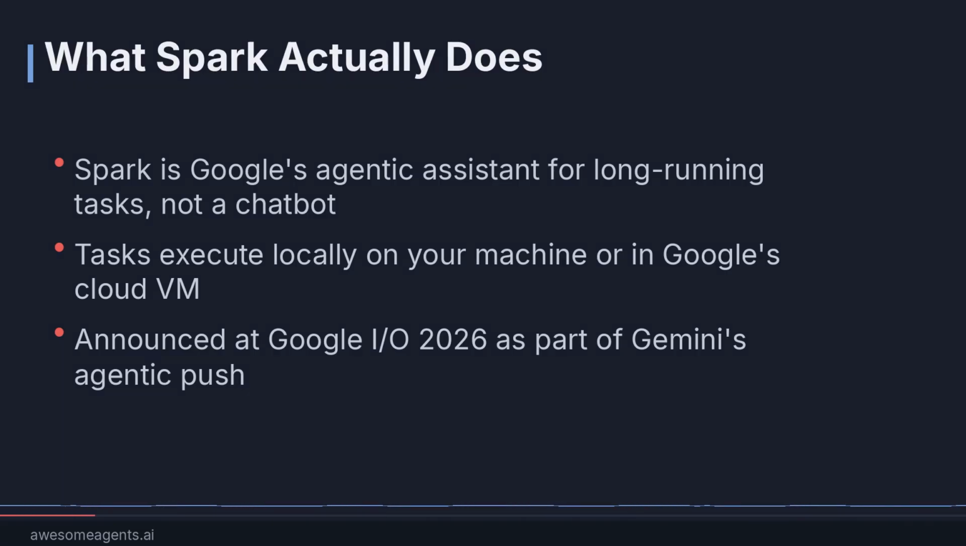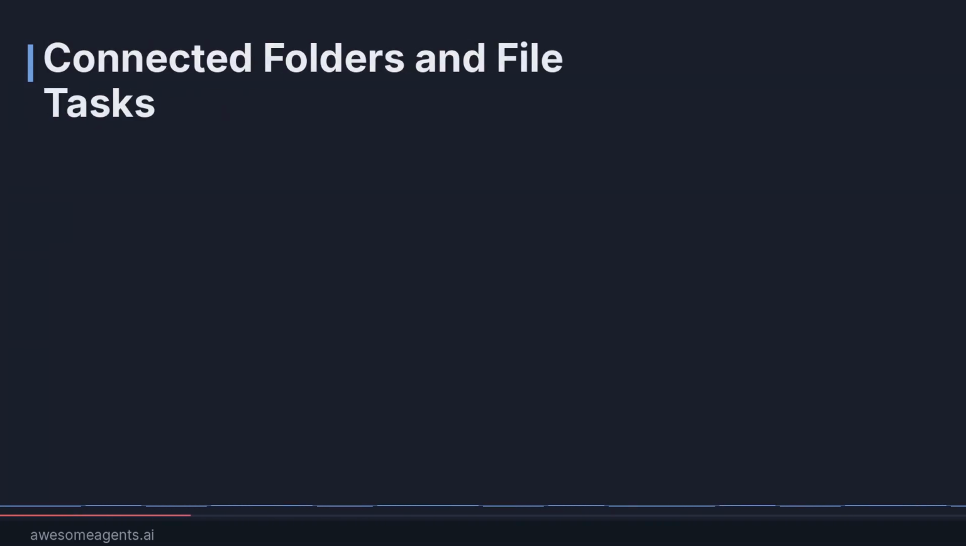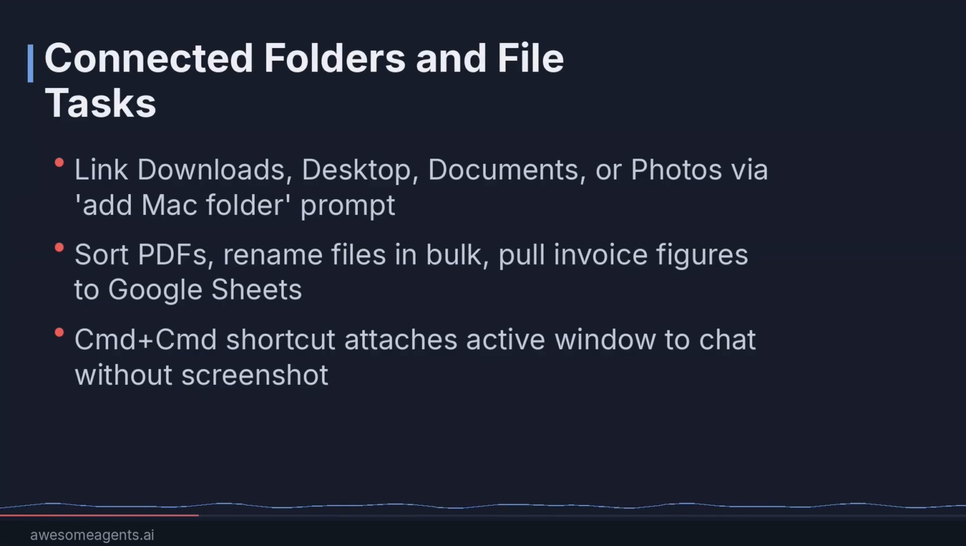Okay, let's back up for listeners who haven't come across Spark before. What is it exactly? Spark is Google's agentic assistant. It's less of a chatbot and more of something that takes long-running tasks and executes them, either on your machine or in Google's cloud. And until now, it was only on Windows? It was in the Gemini desktop app, but without local execution on Mac. This update adds a dedicated Spark tab and connects it directly to your file system.